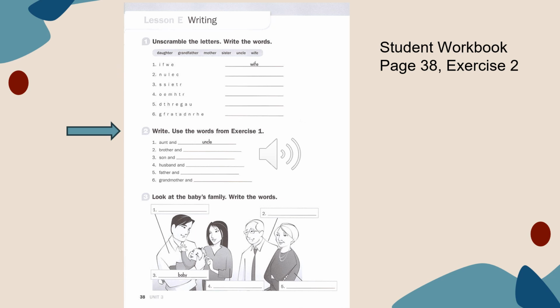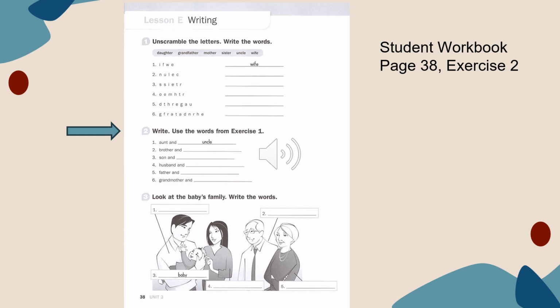In exercise 2, I'm going to look up at those words in number 1: daughter, grandfather, mother, sister, uncle, and wife. And I'm saying, which ones go together? One will be masculine and one will be feminine. Let's look at 1. Aunt, that is feminine. What is the masculine that's opposite of aunt? It's uncle. And see, up there was uncle.